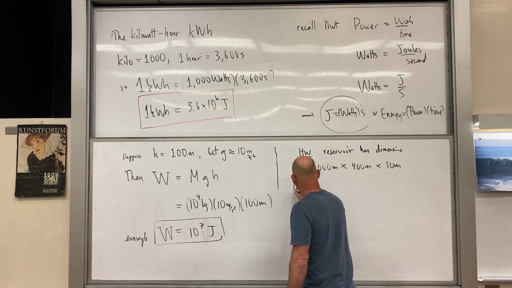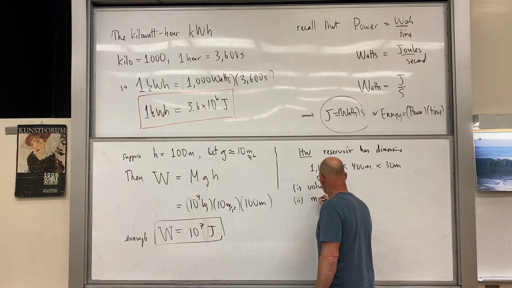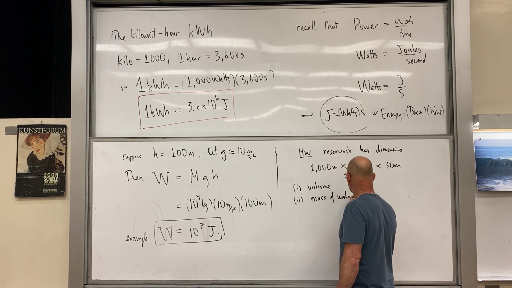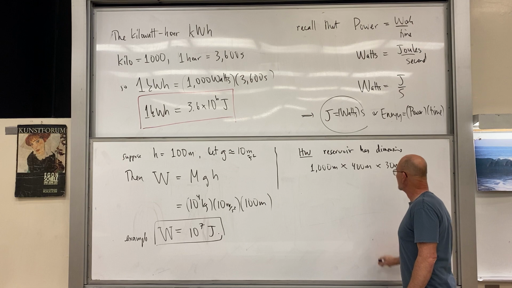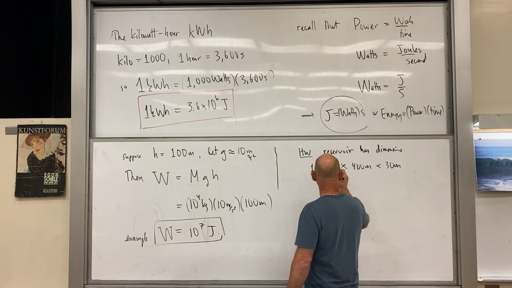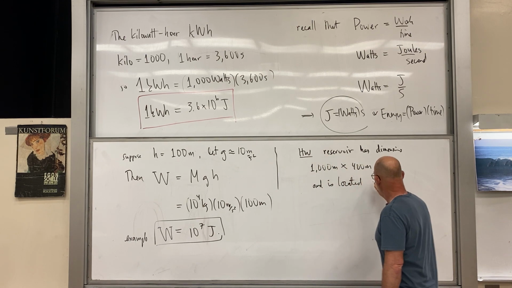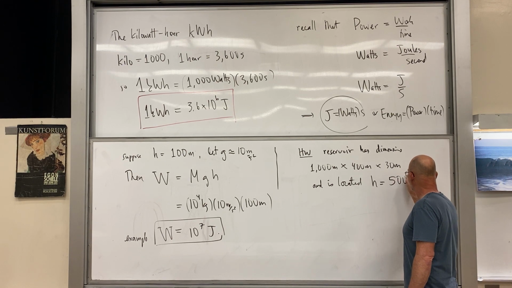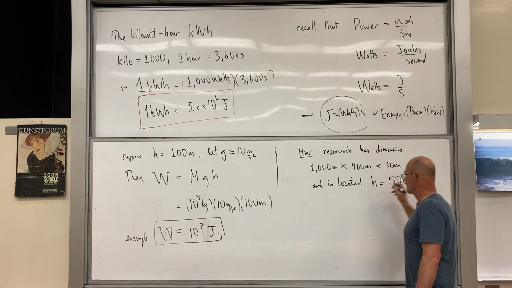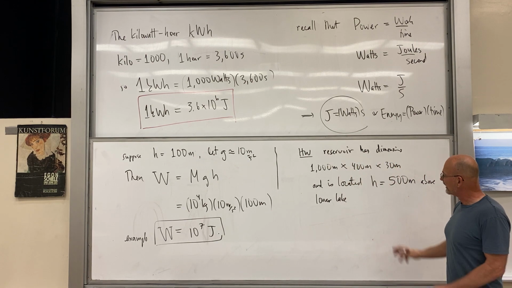So what do we want? 1, volume. 2, mass of the water. And before we do that, let's formulate the rest. Reservoir dimensions, and it's located H equals, these are real numbers, so let's say 500 meters above the lower lake, or above the powerhouse. Okay, so that's the situation.